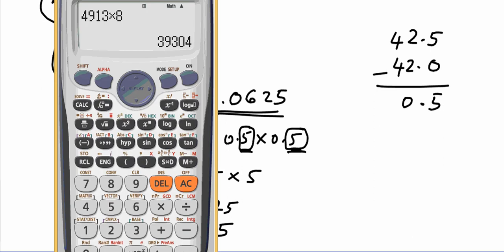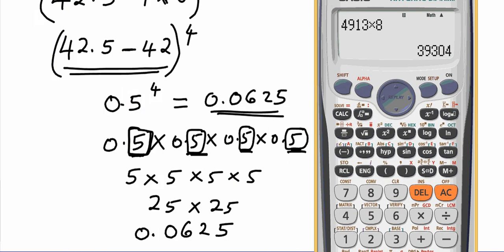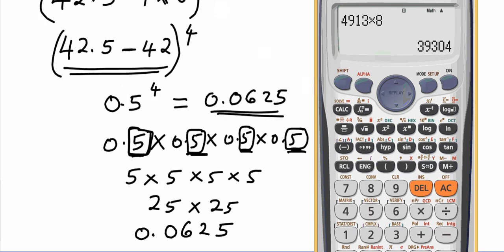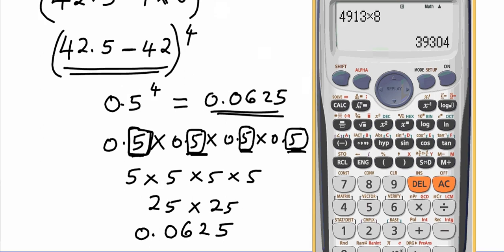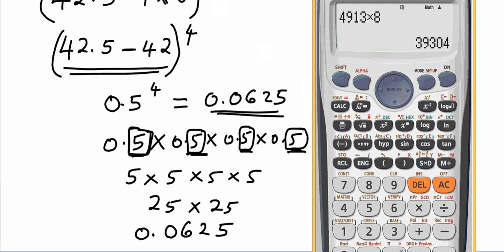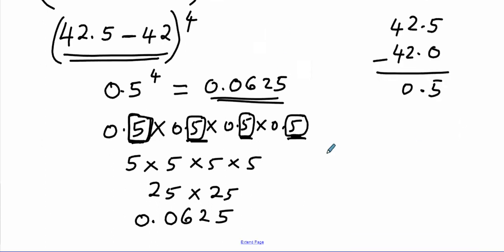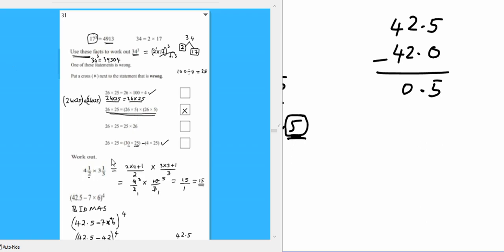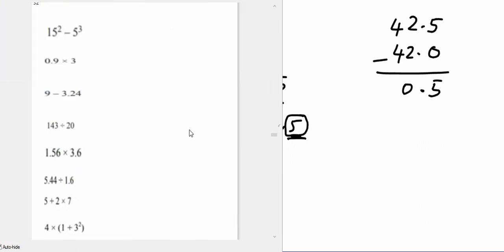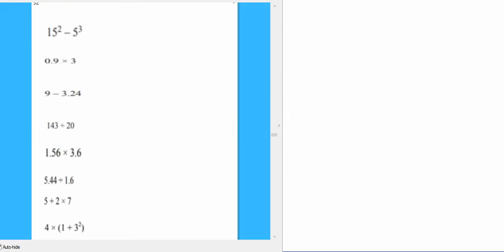And quickly, you can use a calculator to check that. So here we go. Check 0.5 to the power of 4. What is the answer? The answer is 0.0625. So our answer is correct. See that? Right? So we are done. Then move on.